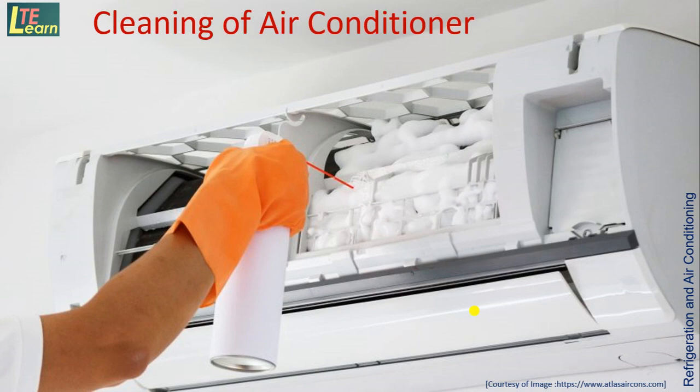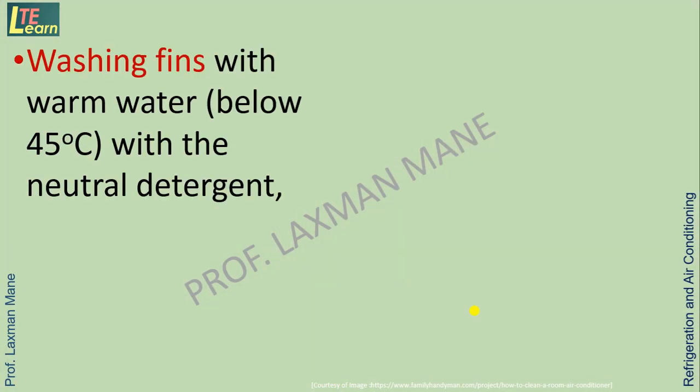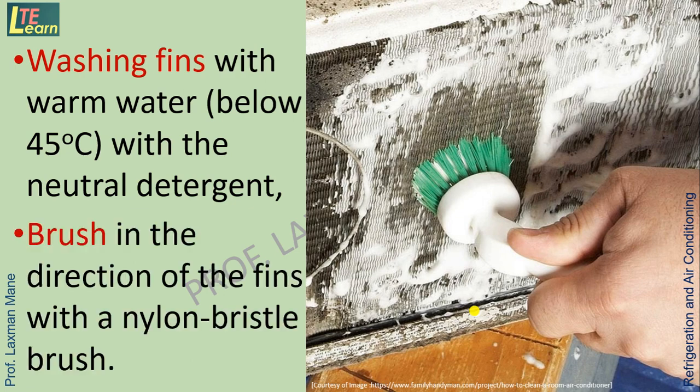So, cleaning of air conditioner, in which dust adhering to the filter is cleaned using a vacuum cleaner. Wash fins of outdoor unit with warm water below 45 degrees Celsius with a natural detergent in order to remove the dust particles which are accumulated on the fins. Brush in the direction of the fins with a nylon bristle brush in order to increase the life of fins.